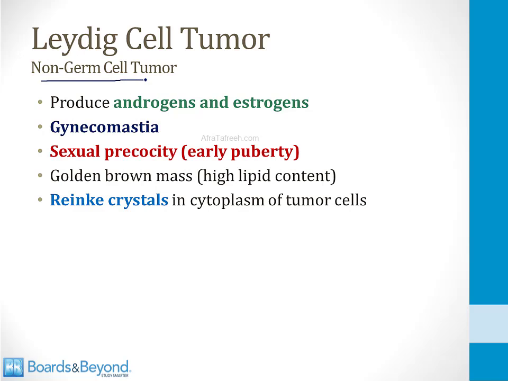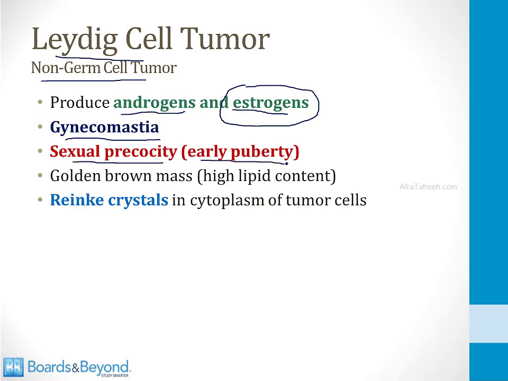These are all very rare. The first one we'll discuss is called a Leydig cell tumor. What you want to remember about these tumors is that they can produce androgens and estrogens. This means that in a male, they can cause gynecomastia. The estrogens can cause breast growth. In addition, if they occur in a male who has not yet entered puberty, they can cause sexual precocity, which is early puberty. That's because of the androgen production.